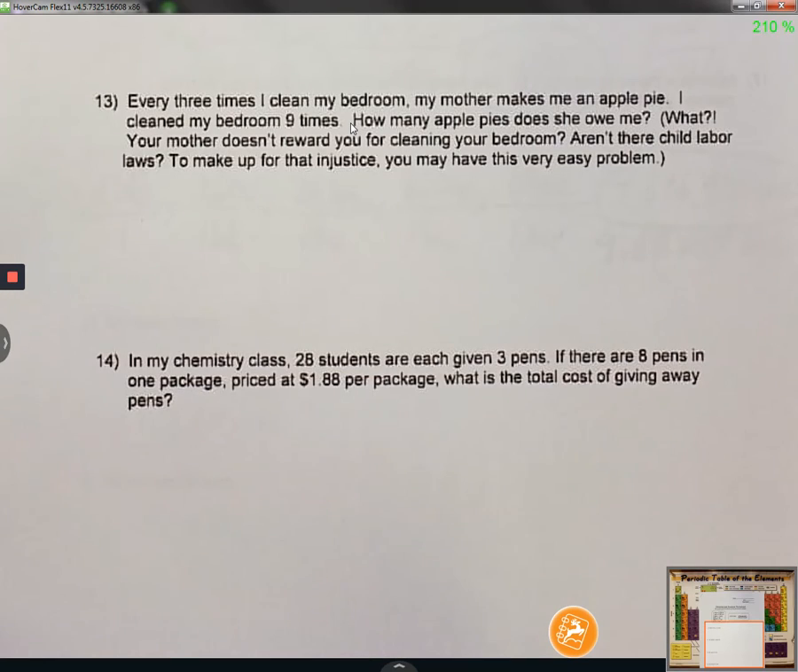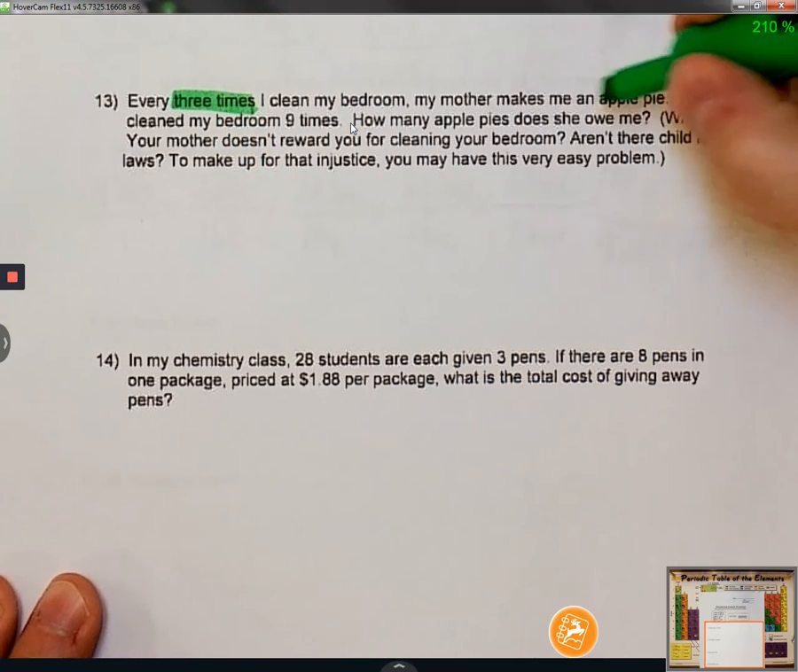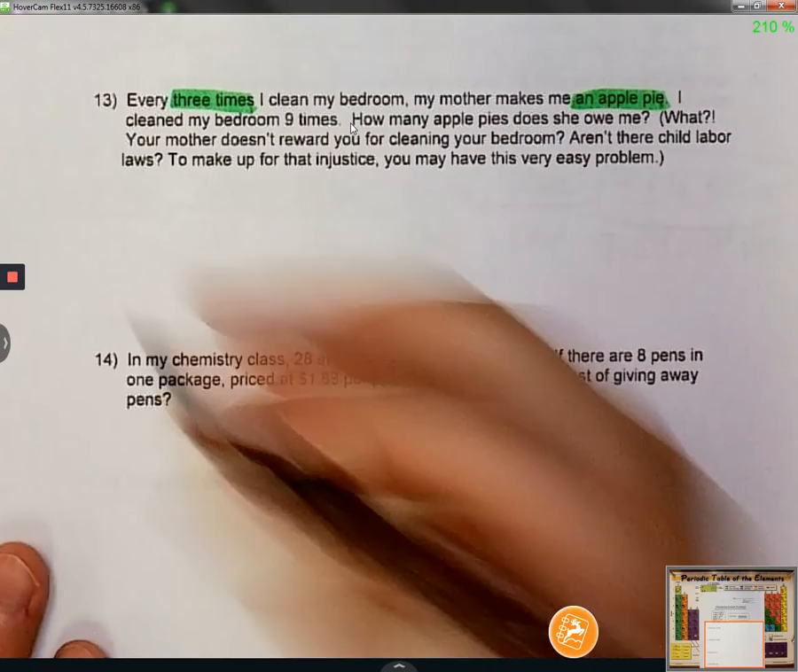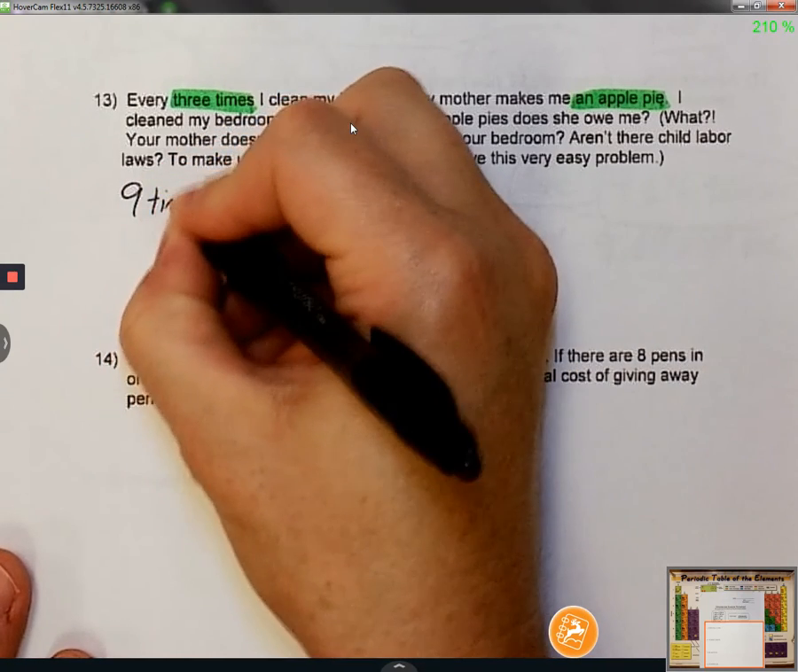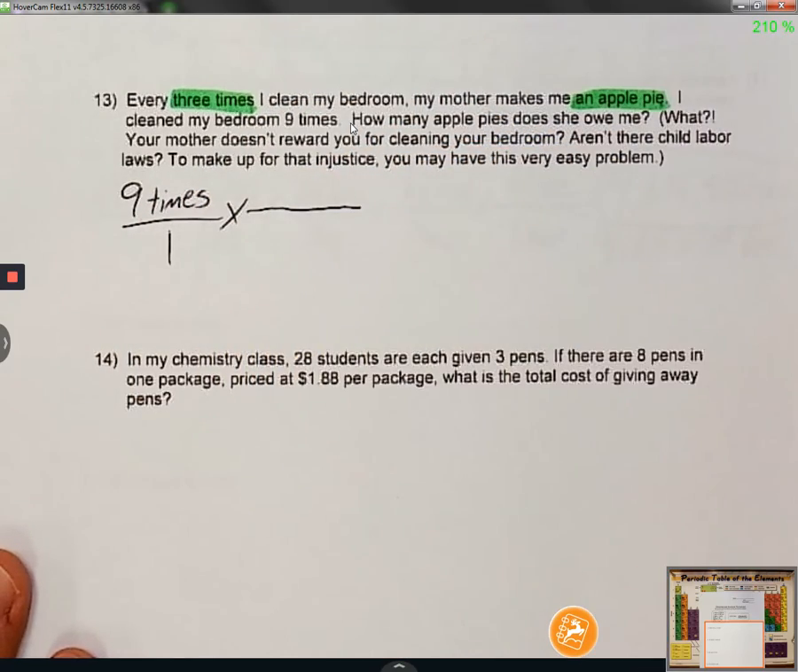So what I want to do is look, because they do give me several numbers in here, I want to find my conversion factors. I want to know what equals what. So according to this, 3 times I clean it is equal to 1 pie. Agree? And that's really the only conversion factor they give me. So what else did they give me there that's not a conversion factor? 9 times. So I would actually start this one with 9 times. Put it over 1.